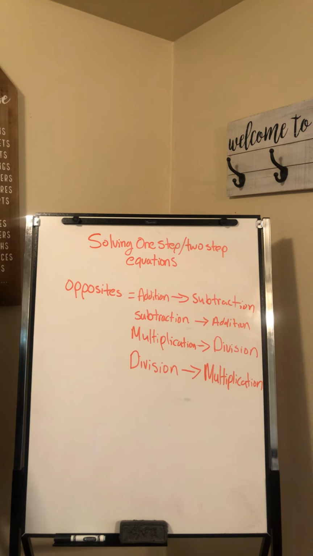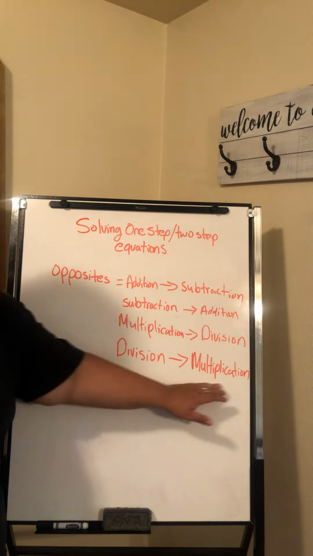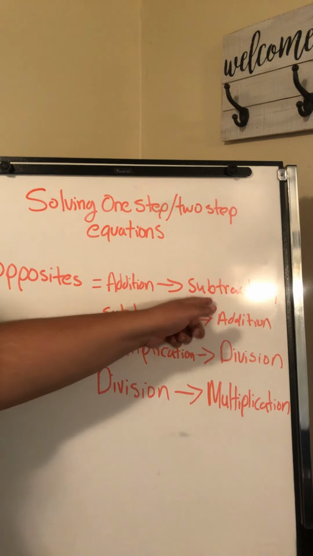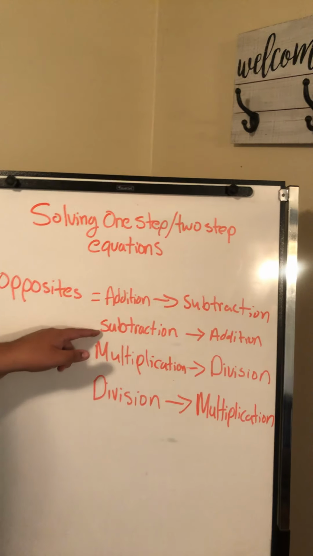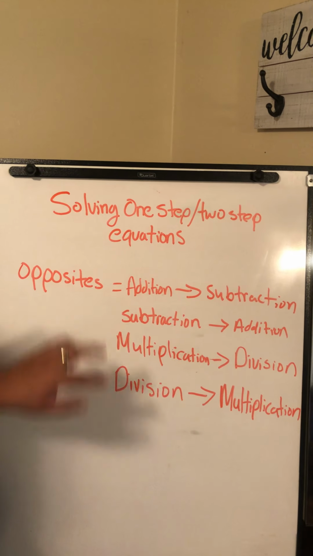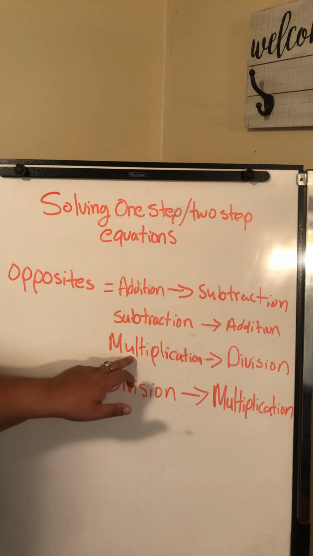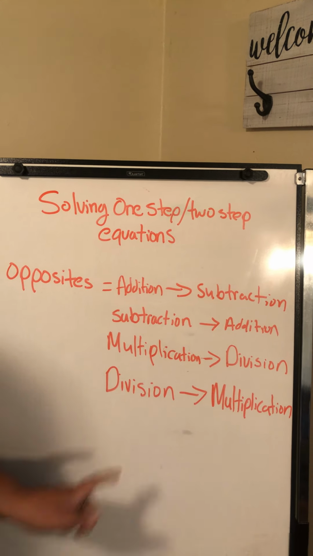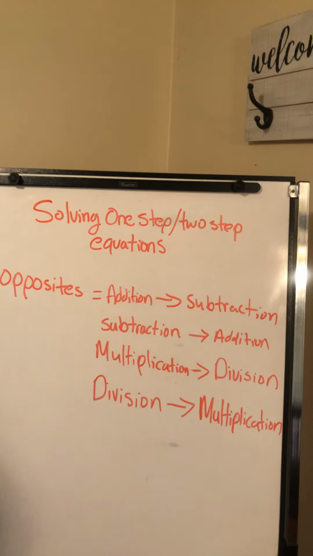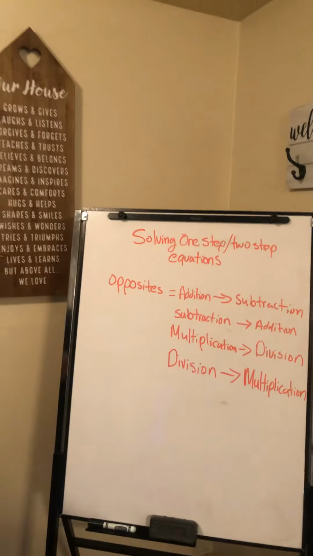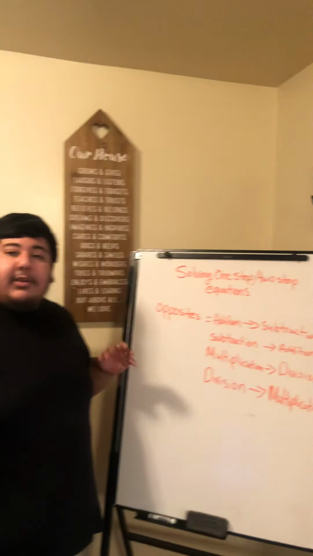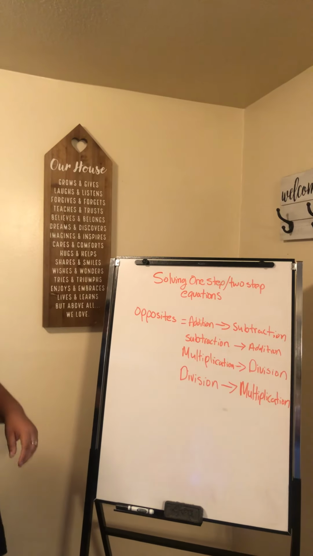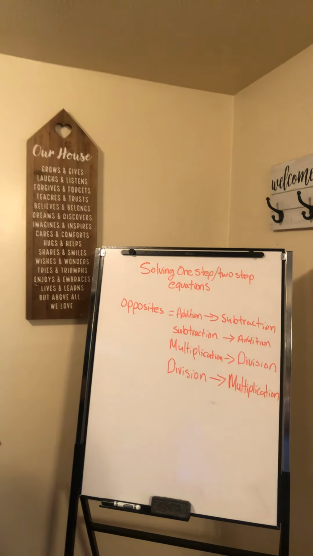So the prerequisite to this, make sure you note this down in your notebook. The opposite of addition is subtraction. The opposite of subtraction is addition, vice versa. Multiplication, the opposite of it is division. The opposite of division is multiplication. Now, what do I mean by solving one-step, two-step equations? Those are the examples that I'm going to show you shortly. So make sure you have this noted down. So go ahead and pause the video and do so.